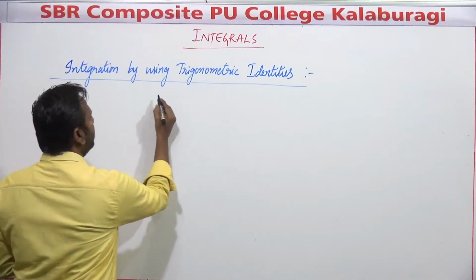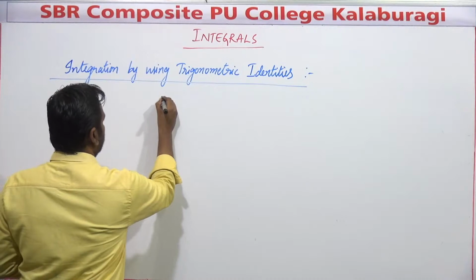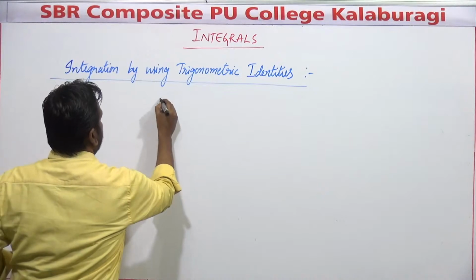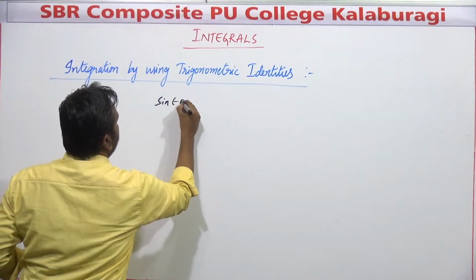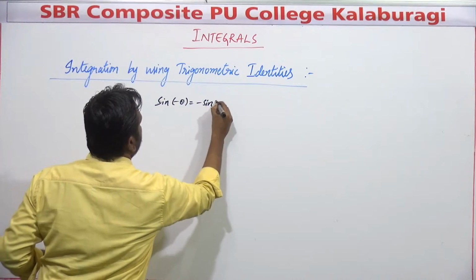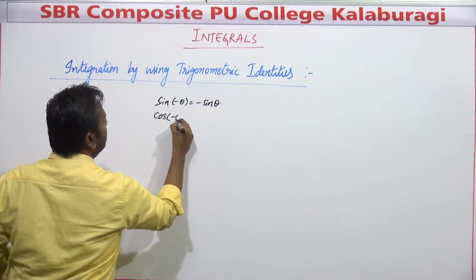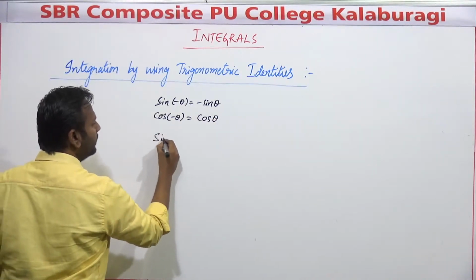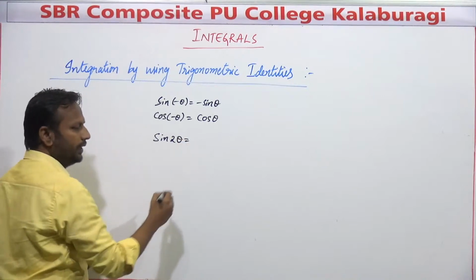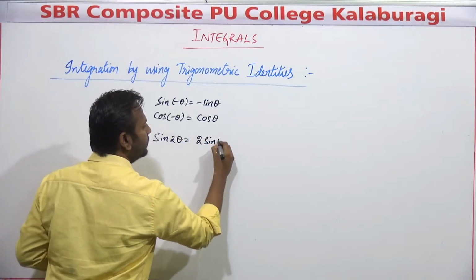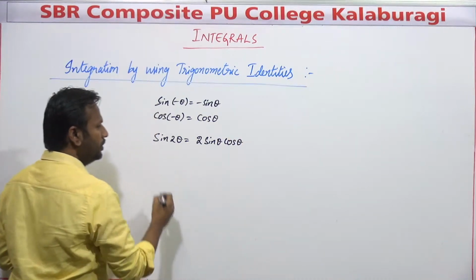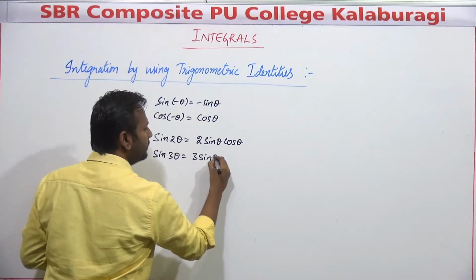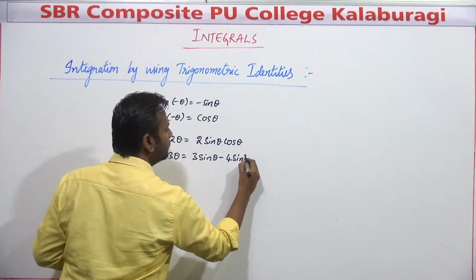So first thing you need is this. Sine of minus theta is minus sine theta, right? Cos of minus theta is plus cos theta, right? What is the sine 2 theta formula, students? Sine 2 theta is 2 sine theta cos theta, right? What is sine 3 theta? 3 sine theta minus 4 sine cube theta, right?